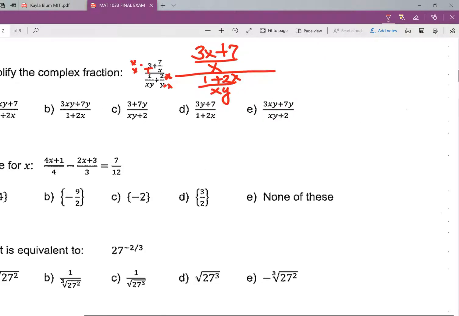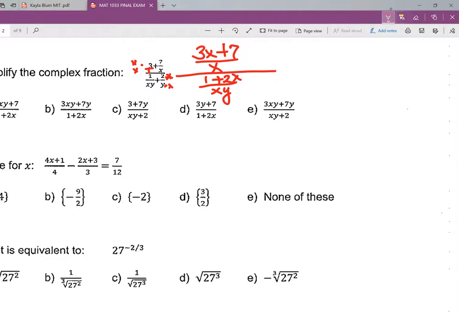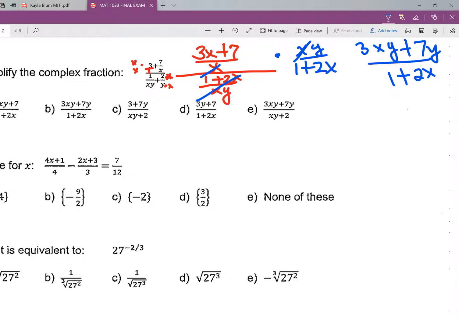And then we keep change flip. So understand that when we keep change flip, I'm simply going to change to multiplication up here. This is going to flip, so this will become xy over 1 plus 2x. So if you notice, the x's will cancel here. So this cancels with this. And this leaves me with 3xy plus 7y over 1 plus 2x. Okay, and that's your answer, which should be answer choice B.